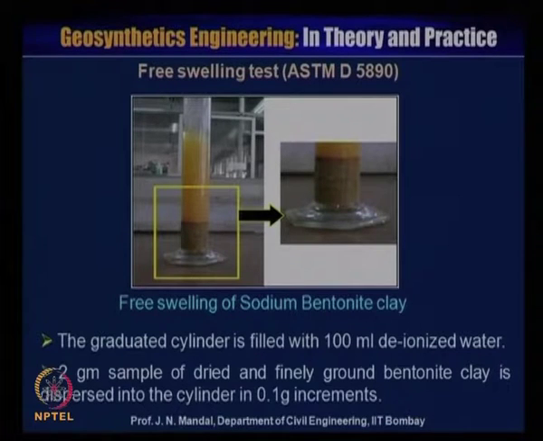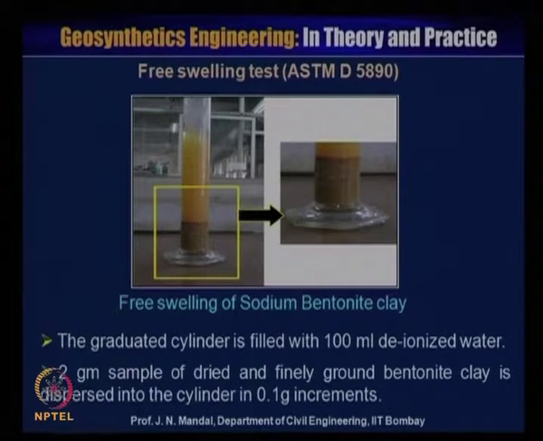Another test for this bentonite is the free swelling test, ASTM D5890. These tests are very important when you design for a landfill, a canal or a dam, wherever you use these geosynthetic clay liners as a liner or as a barrier. So this is free swelling of sodium bentonite clay.